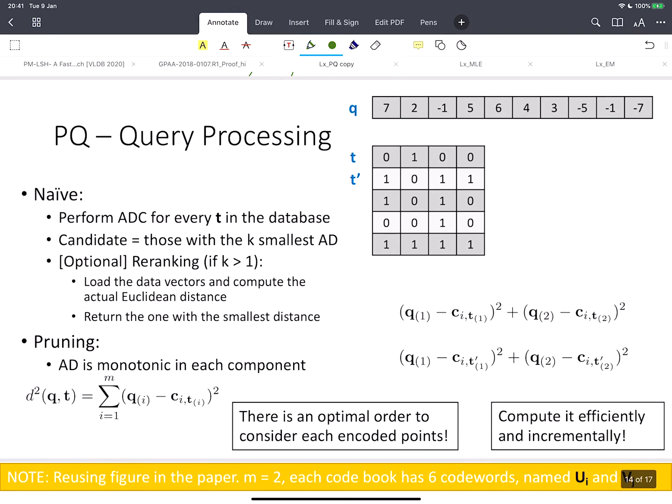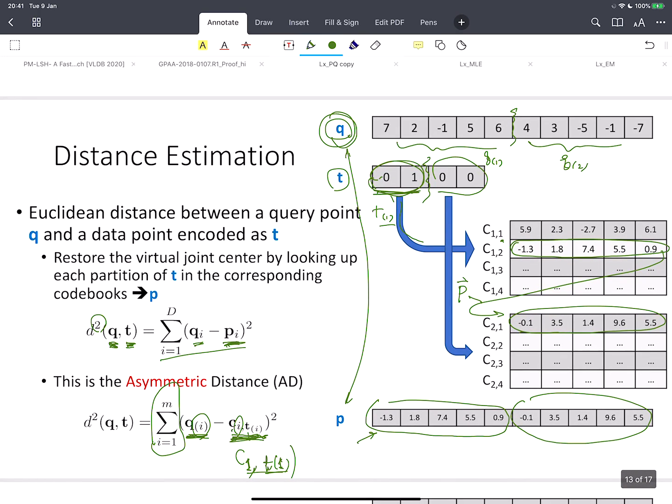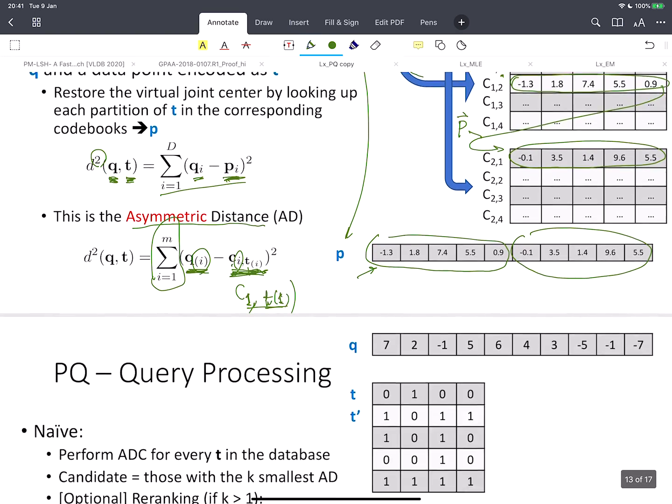Now, finally, we look at how to perform query processing. We can have a naive version. By the way, this is called asymmetric distance. In the paper they call it asymmetric distance computation, but really it's asymmetric distance. There is a version called symmetric distance, but the asymmetric one is better and no more expensive to compute, so we only focus on asymmetric ones.